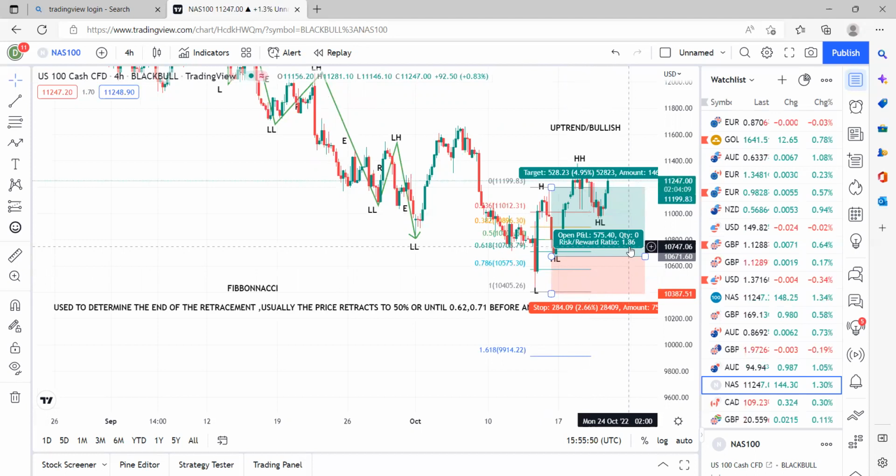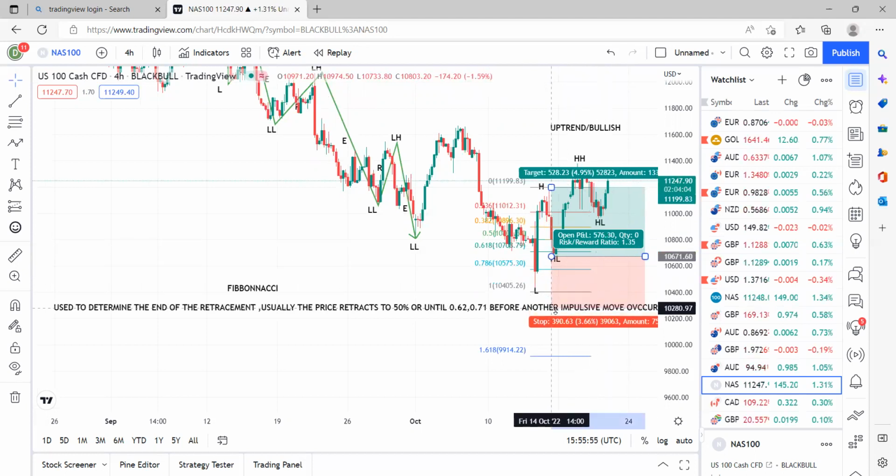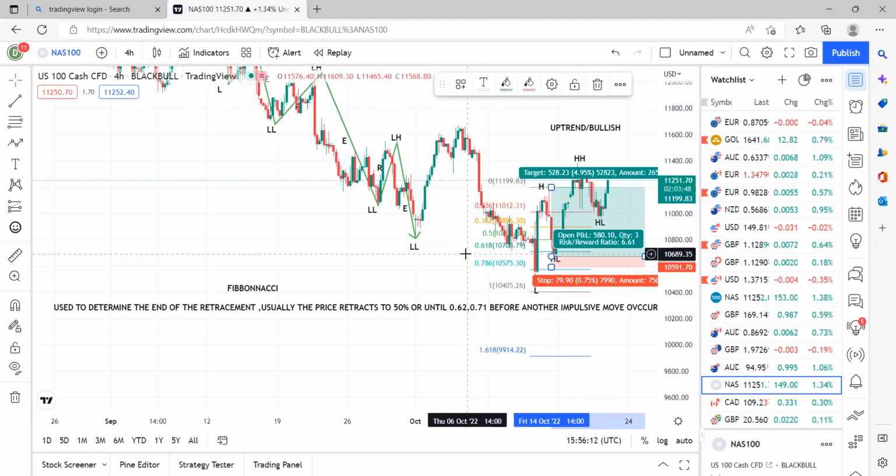Take that red down there and drag it to just below 0.618, just below the low. Now you can leave it like that. Now the risk to reward is 6.6. It means you are risking 1 for 6. You get it? You are risking one trade for 6.